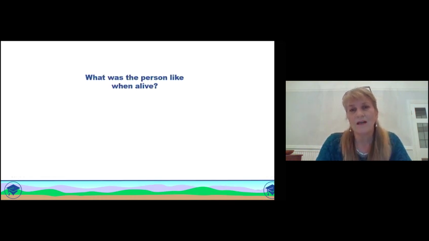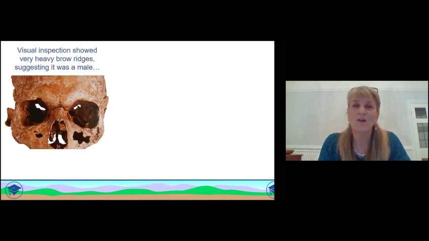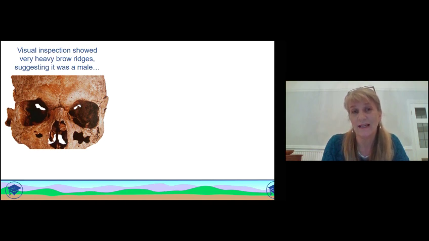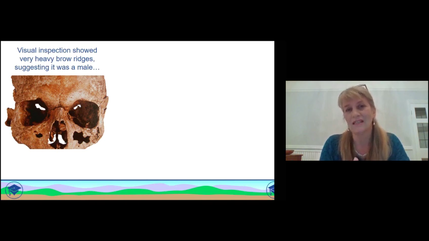So next question, what was the person like when alive? Well, when we first saw the skeleton in the grave, the violent injury suggested perhaps they'd been in a battle. It was immediately very apparent that they had really heavy brow ridges, the bone ridges above the eye sockets that you can see here on the skull. Very, very heavy. And that's a classic sign of a male skull. Males tend to have much heavier brow ridges, on average, than females do.